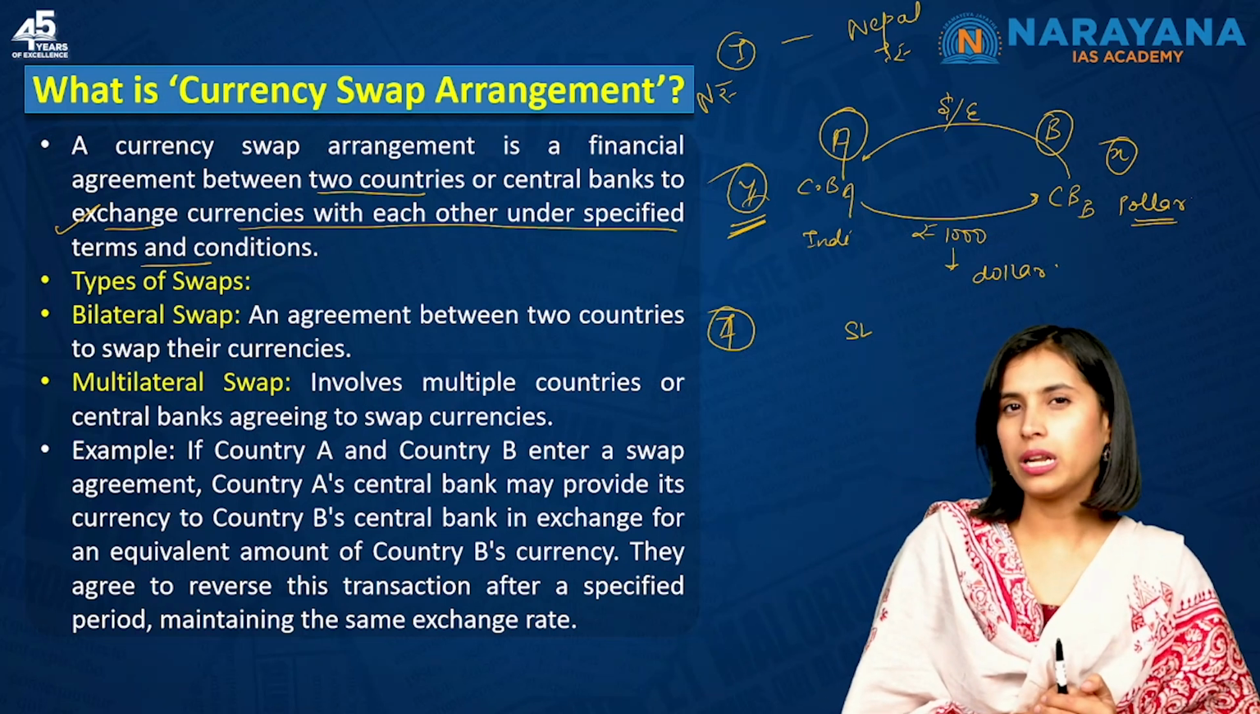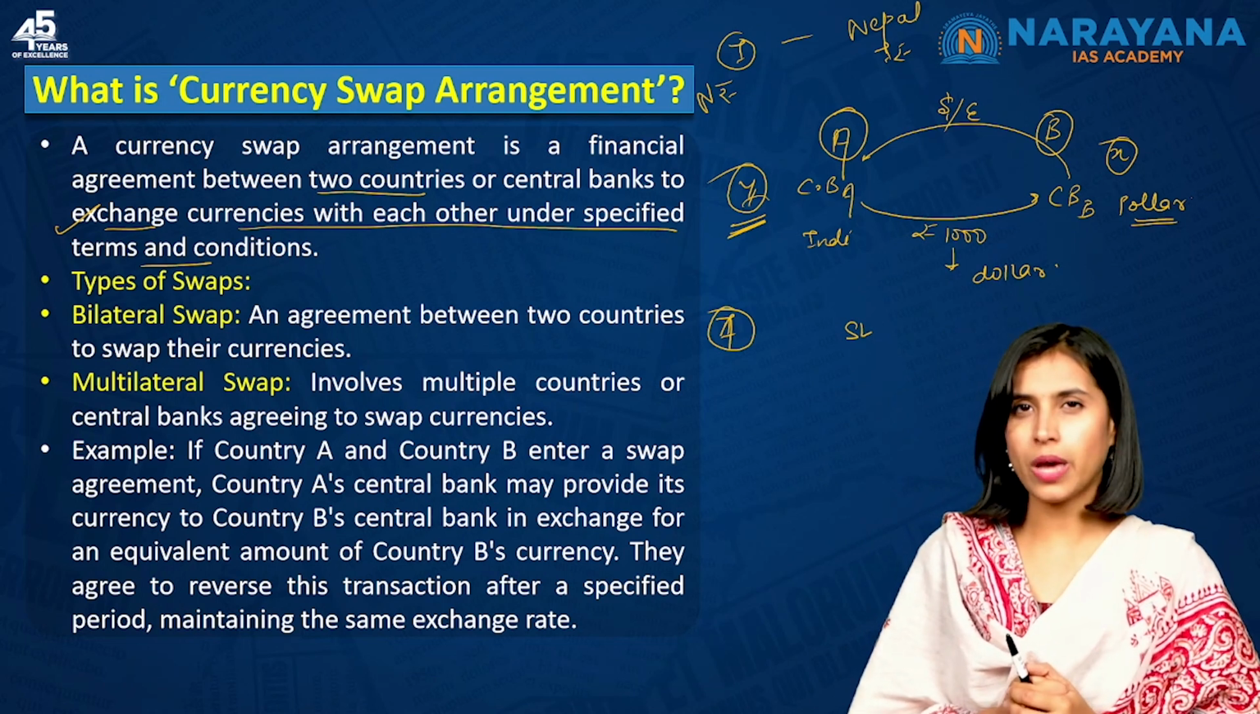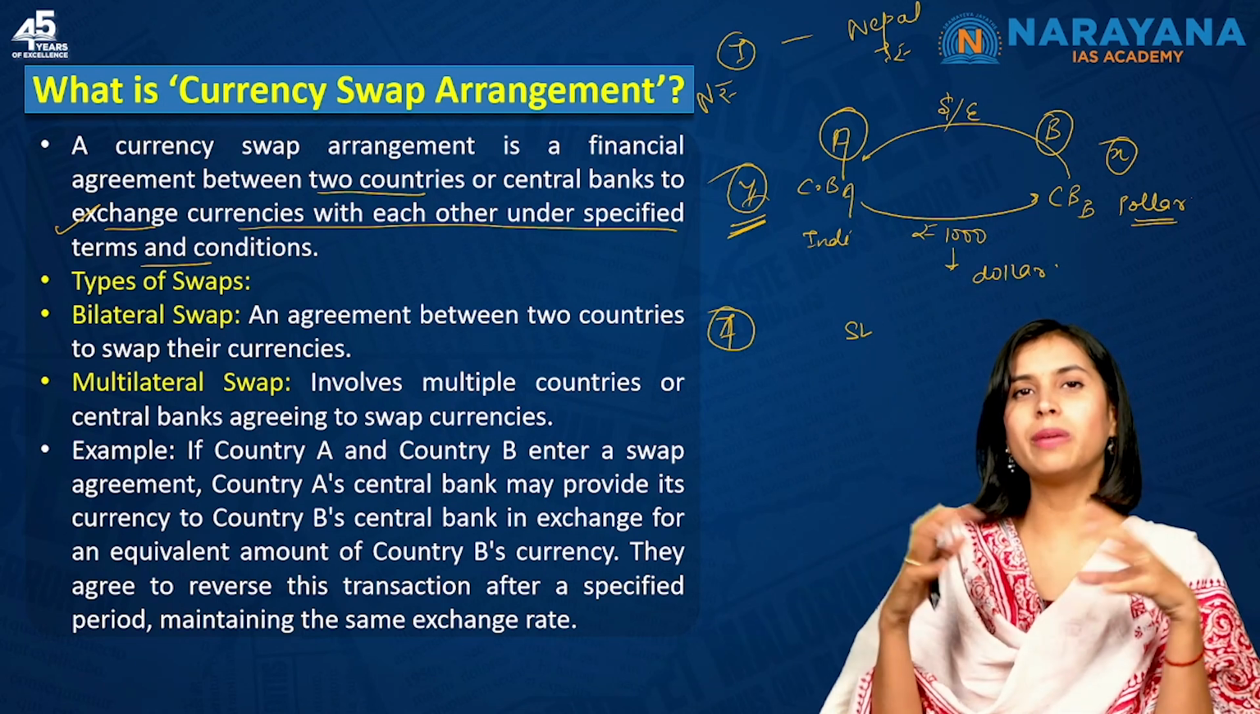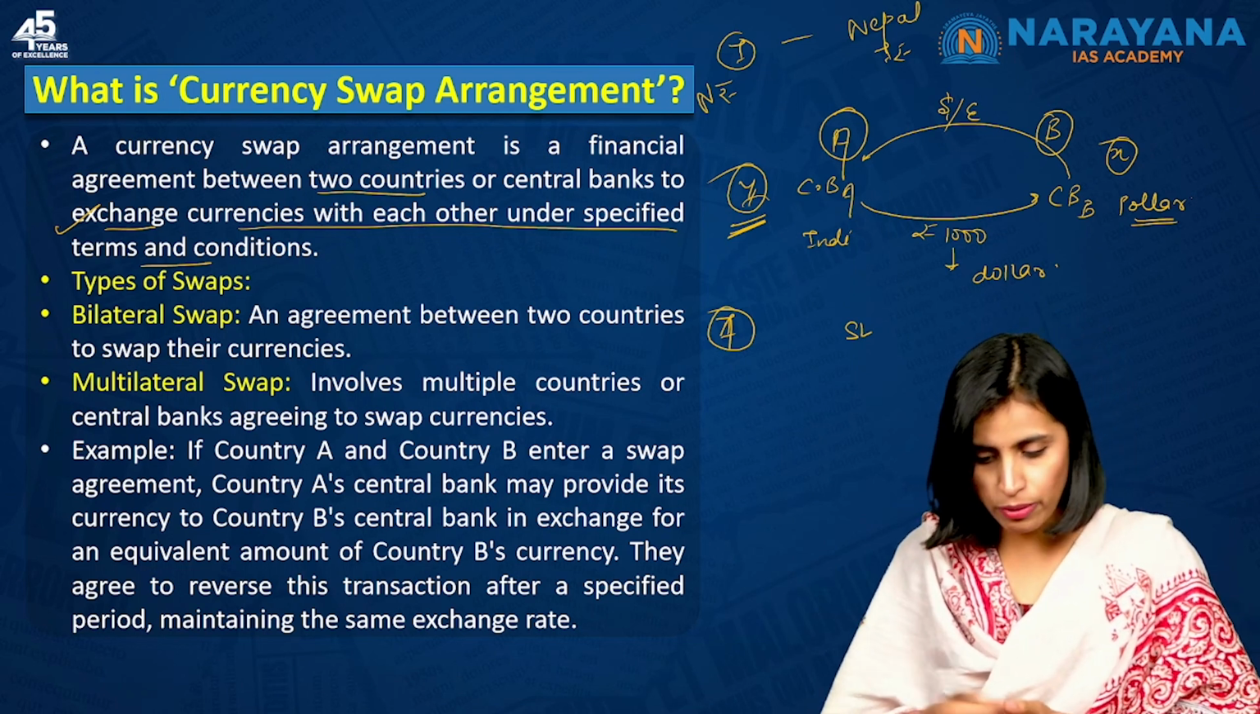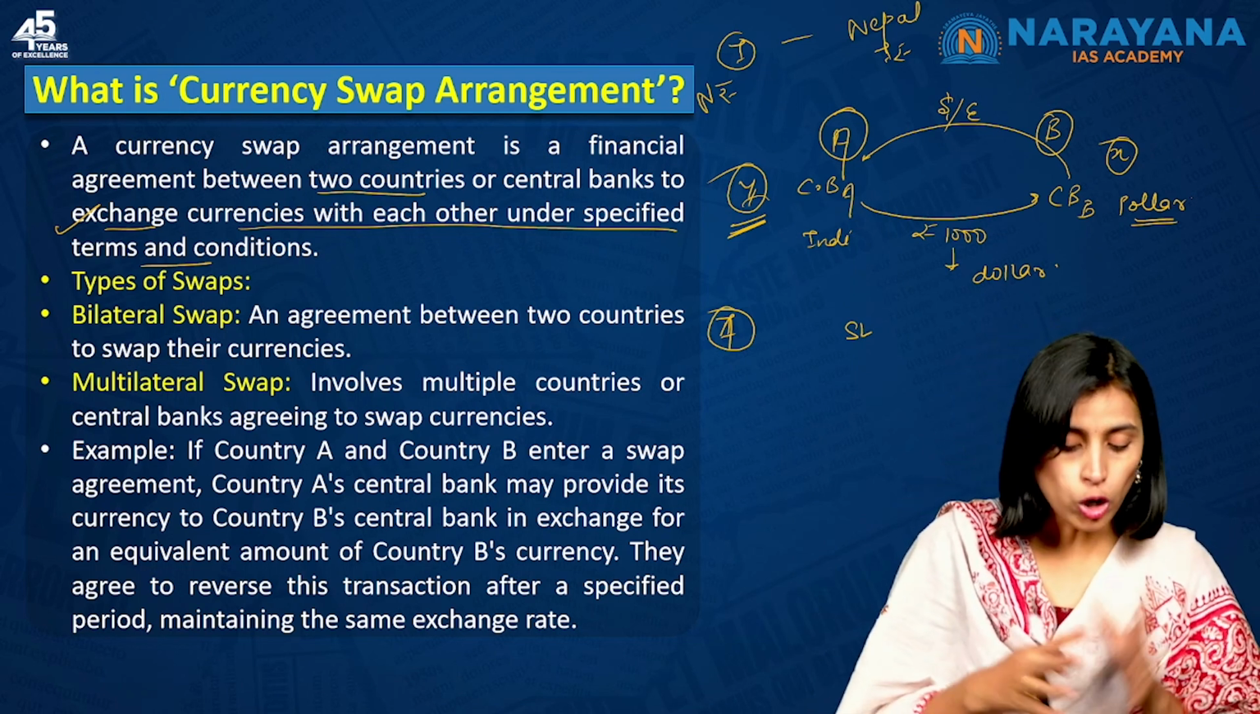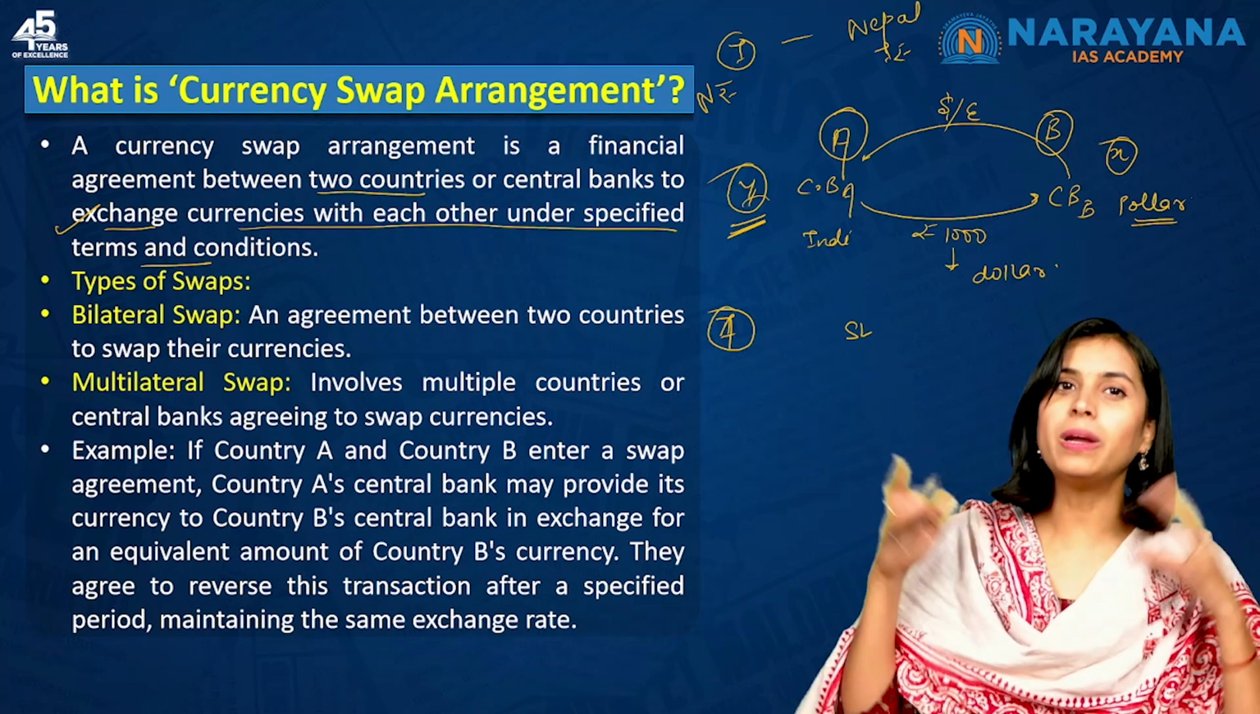These currency swap agreements are of two types. Number one is a bilateral swap. That means the agreement is only between two nations, like the example I gave you of India and Nepal. This can also be multilateral, which means multiple countries are involved.